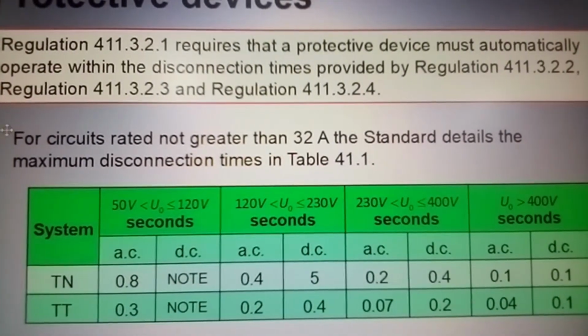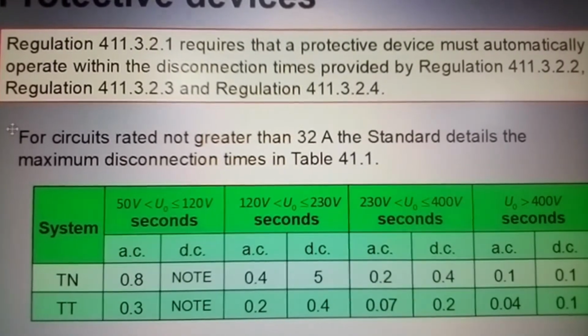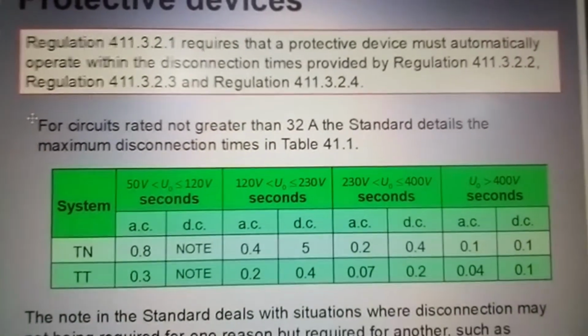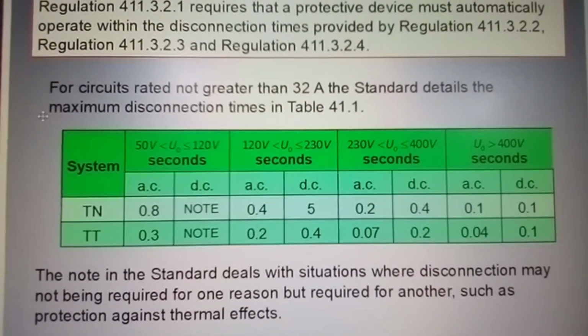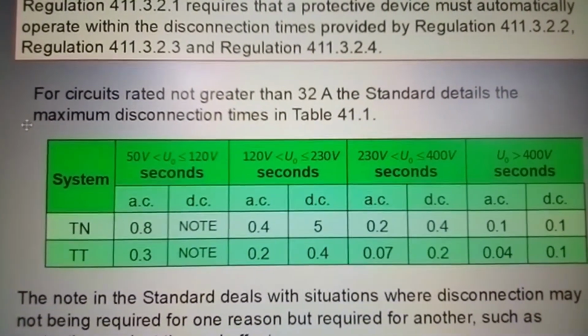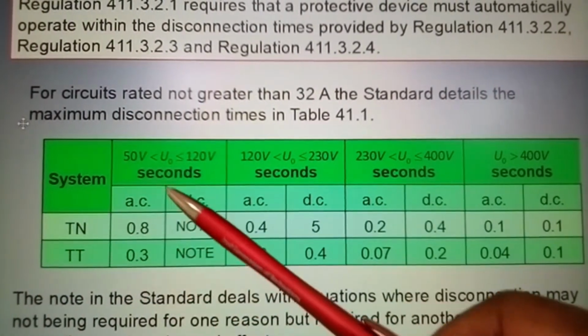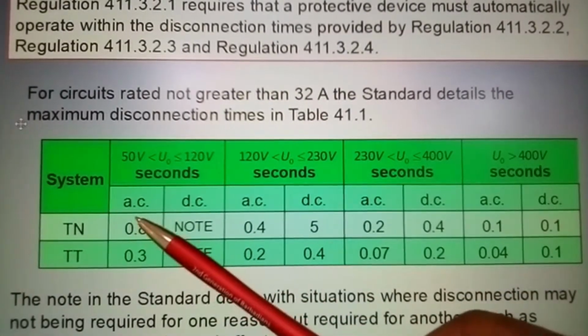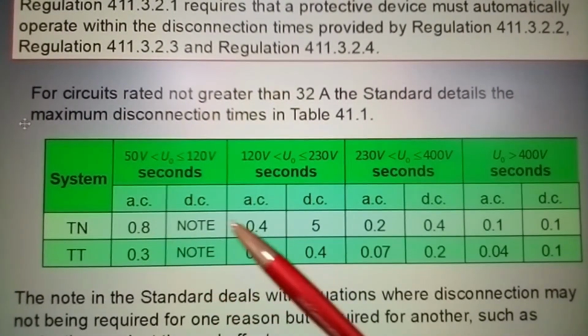For circuits rated not greater than 32 amps, the standard details the maximum disconnection times in table 41.1. Now you need to look at this table because it is located in the IET regs, and I think there's a brief account of it in your on-site guide. Let me just come back a bit, make sure we can get everything into view. Now you can see here that for a TN system, 50 volts to 120 volts AC is 0.8 seconds. Your protective device must operate within 0.8 seconds or less.